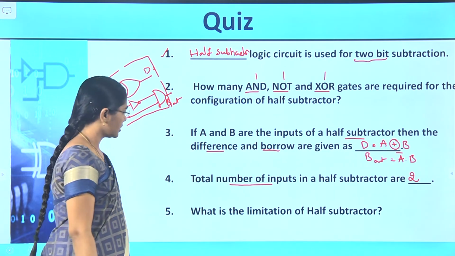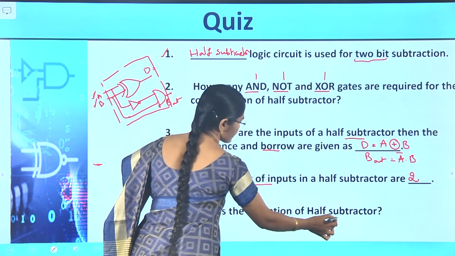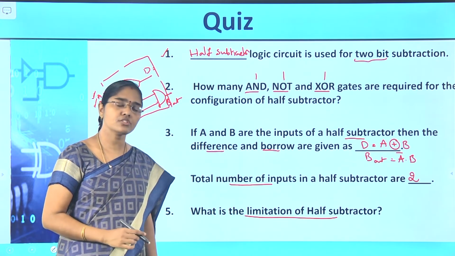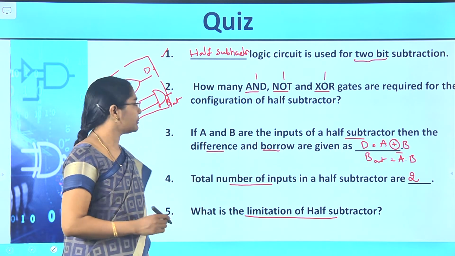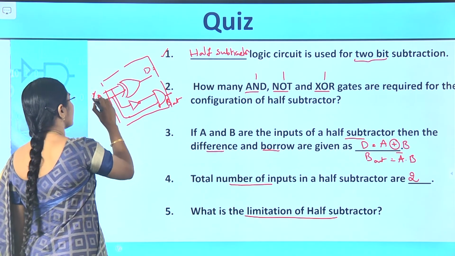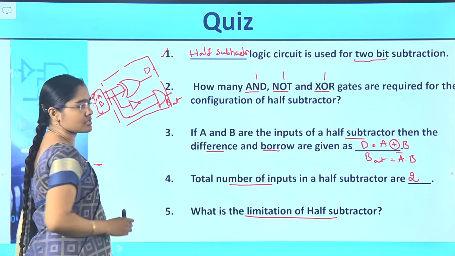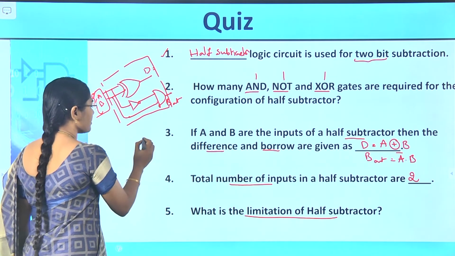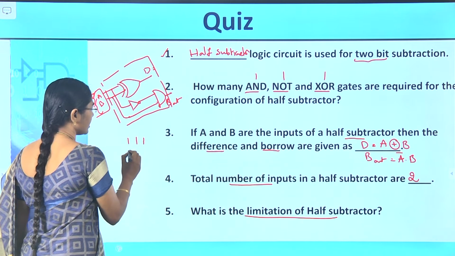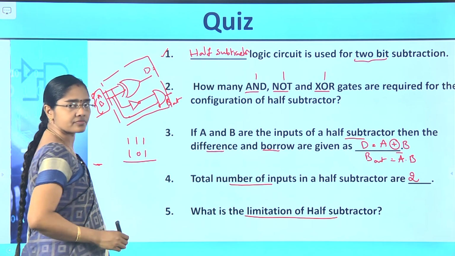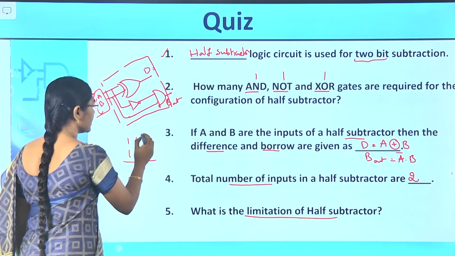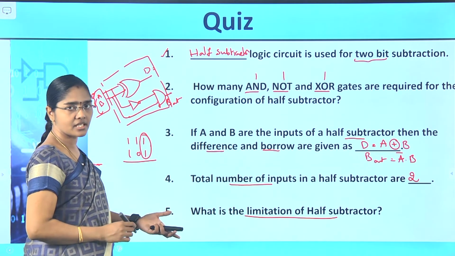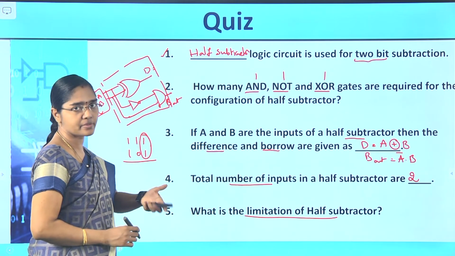Next question. What is the limitation of the half subtractor? This is important for the next design. The limitation is, it is taking only 2 inputs into the subtraction operation. That means, suppose if I have a number like this, then for subtracting these 2 bits, only a half subtractor is enough because it is the first LSB stage.